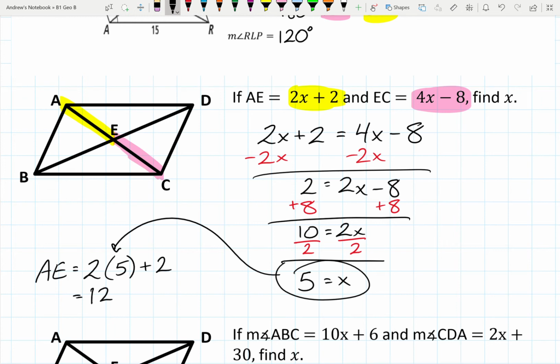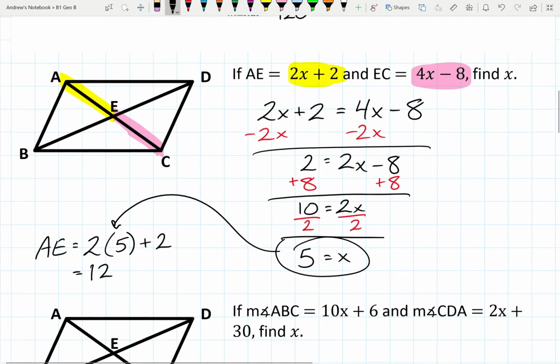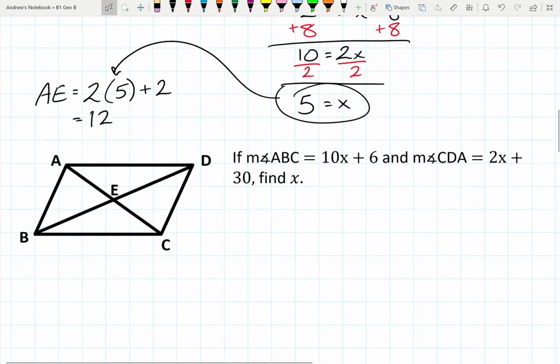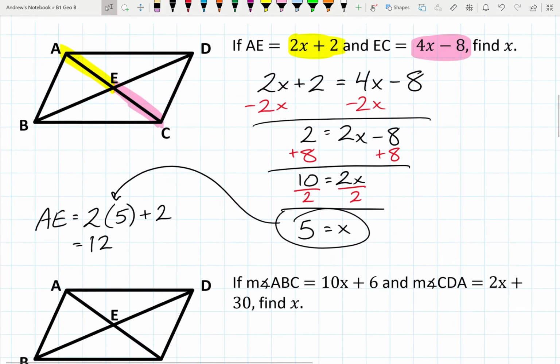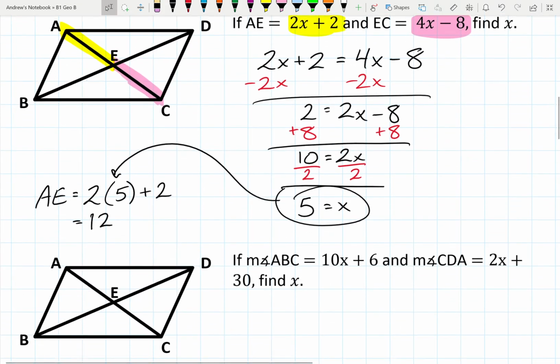If I plug it in for EC, I have 4 times 5, which is 20, and 20 minus 8 is 12. The fact that they match means I did everything right. If you check your work that way and you find that something doesn't match that should, you might want to go back and check your math again. So the fact that the diagonals bisect is what allowed us to set up that problem that way.